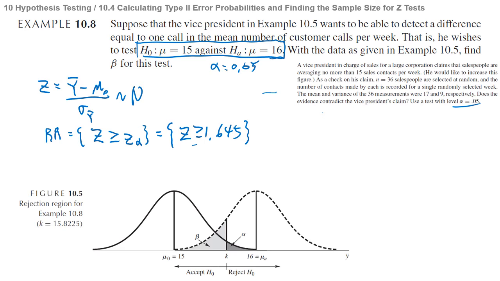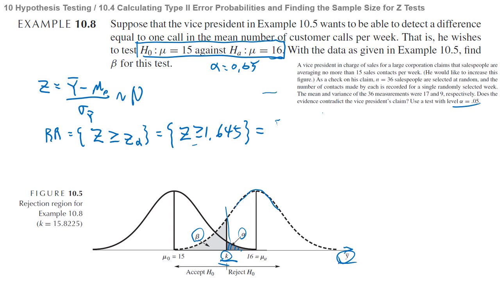And actually the situation is something like this. And we want our alpha, the probability of this thing, to be alpha. To calculate beta, we would like to find the probability that this distribution is less than this k. So we need to calculate this k. And since the axis is with respect to y bar, we should find the rejection region with respect to y bar.